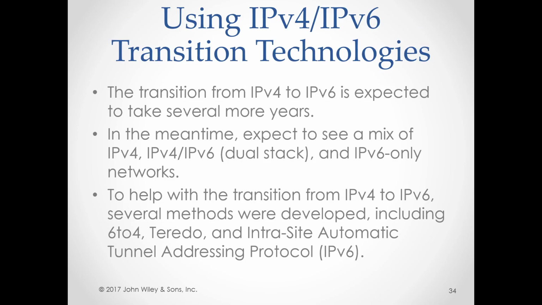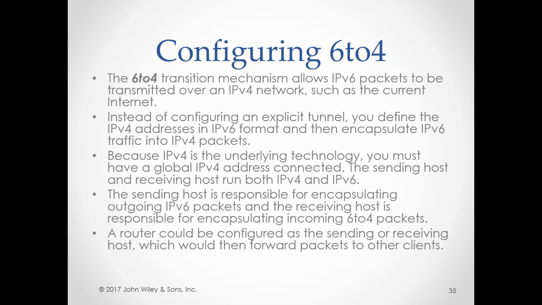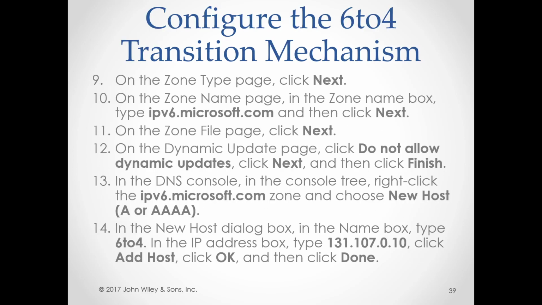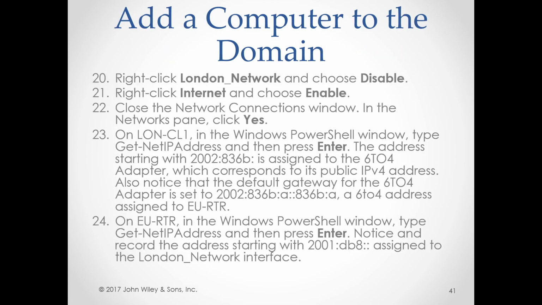There are ways to transition from IPv4 to IPv6. So what if you don't fully support it? You can use these transition technologies to help bridge that gap. 6to4 allows IPv6 packets to be transmitted over an IPv4 network. So you haven't fully implemented IPv6. Well, that doesn't stop you. Here again, step by steps. We'll be covering this more in our lab.